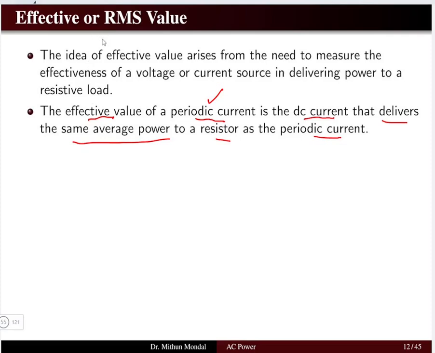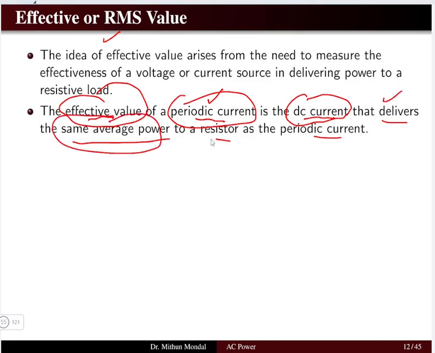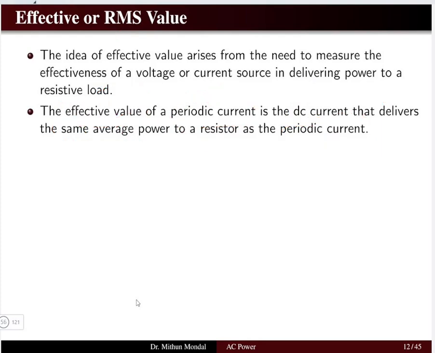So we are calculating the effective or RMS value. What is the effective value? The effective value of a periodic current. The current is periodic, and I have to determine the effect of that periodic current. It is the DC current, because we are dealing with AC current. So I should understand what is the magnitude of the DC current that will deliver the same average power to the resistor as the periodic current. This periodic current is basically AC, and this current is DC. So the same impact, the same average power, has to be there. That is the meaning of effective or RMS value.